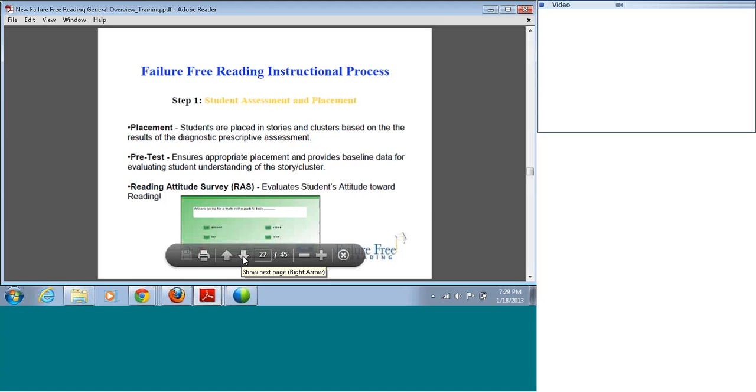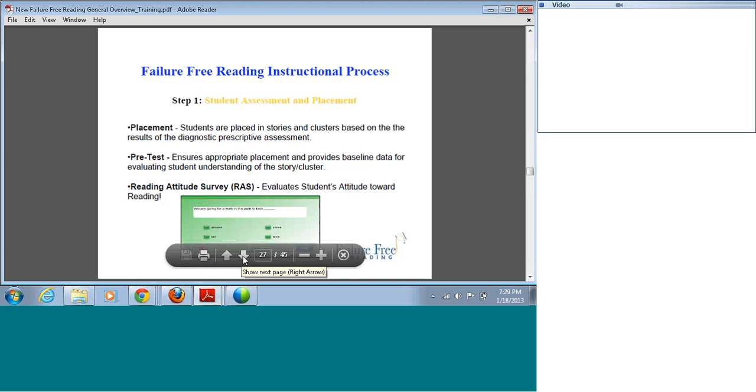All right, and the way that the diagnostic prescriptive works is that students will be introduced to fill-in-the-blank sentences with multiple choice options. The goal for the student is to select the option that best completes the sentence. As the student gets these sentences correct, these sentences will increase in complexity. The assessment stops for the student when they have missed too many sentences consistently.